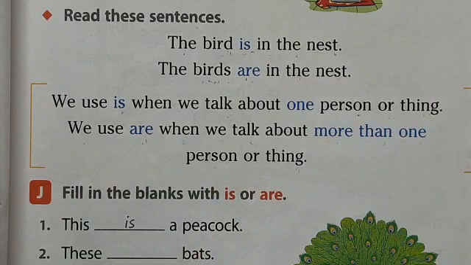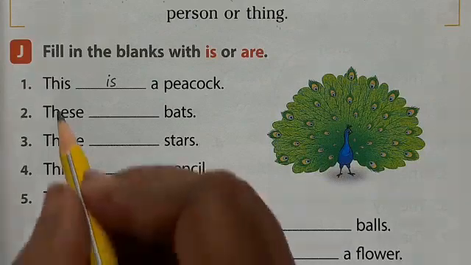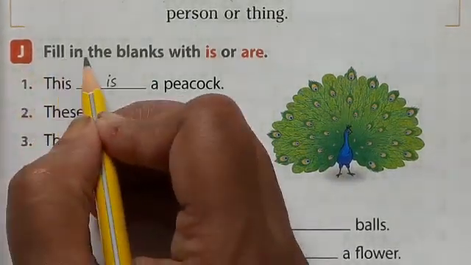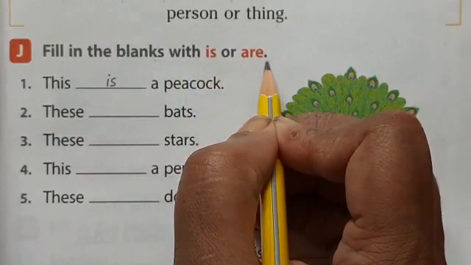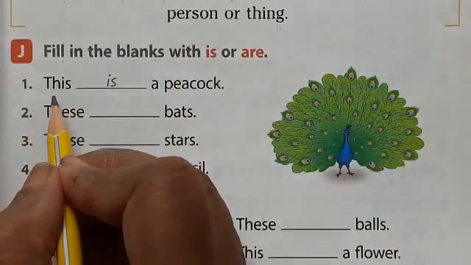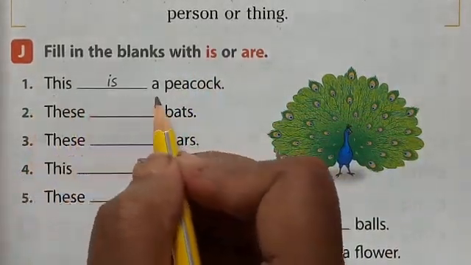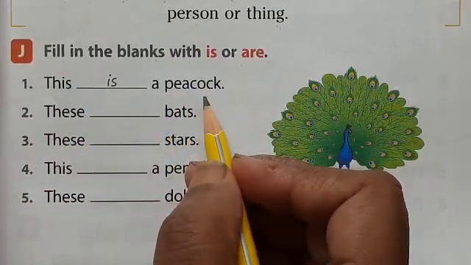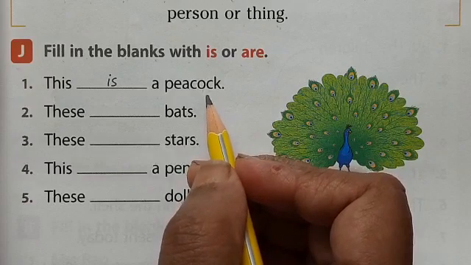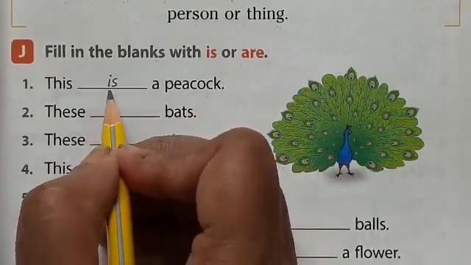Isn't it easy, children? Okay, so now based on this, let's solve exercise J. Are you ready? Exercise J. Fill in the blanks with is or are. First one. This dash a peacock. A means one, children. Okay. So here it is one peacock. So we are going to use the word is.